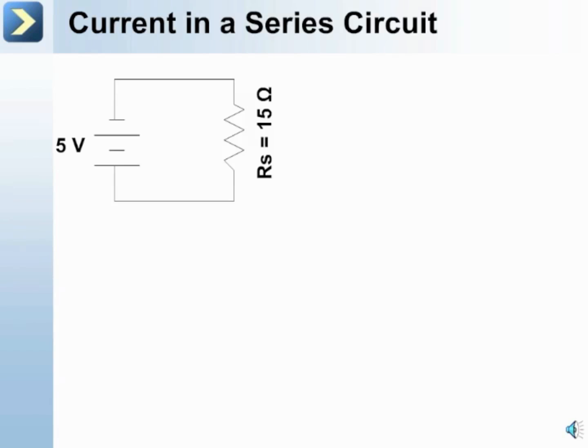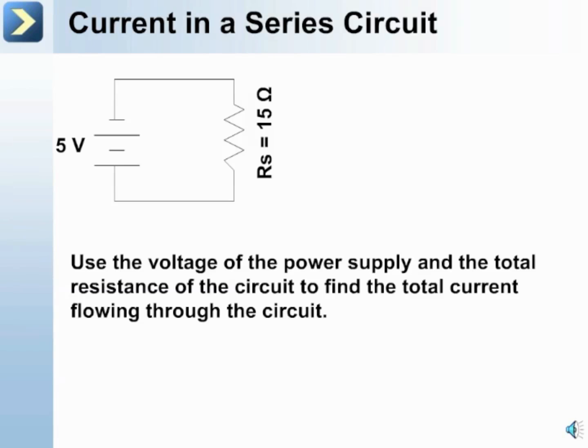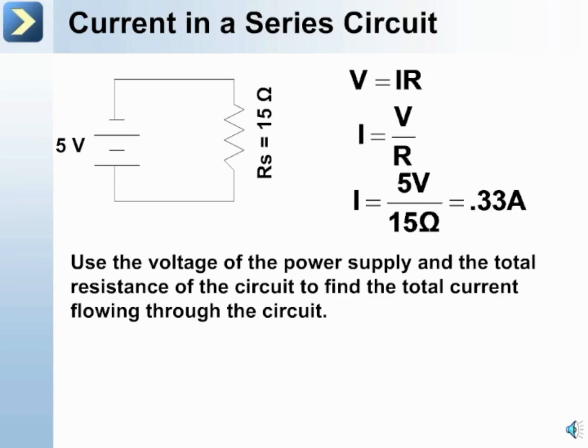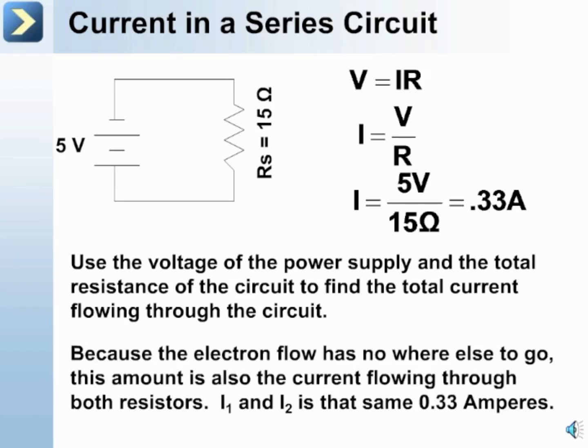So current in a series circuit. If we have the same circuit with the equivalent resistance of 15 ohms, we're going to use the voltage of the power supply and the total resistance of the circuit to find the total current flowing through the circuit. So V equals IR by Ohm's law, I equals V over R, and therefore I equals 5 volts over 15 ohms, which is 0.33 amps. Because the electron flow has nowhere else to go, this amount is also the current flowing through both resistors. I1 and I2 is that same 0.33 amps.